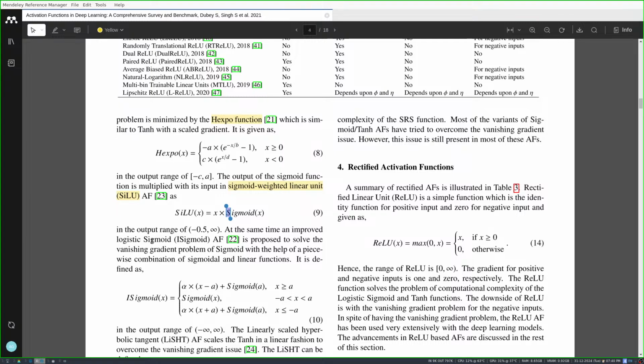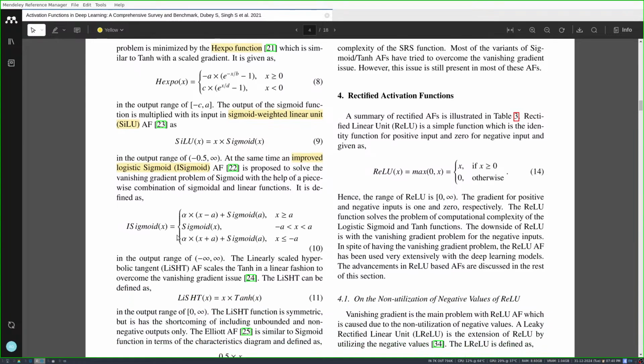I'm going to improve logistic sigmoid. Improved sigmoid, I sigmoid, okay. Propose advancing with the help of a piecewise combination of sigmoid and linear function. Oh, it's just complicated. The linearly scaled hyperbolic tangent. I just want to scale.